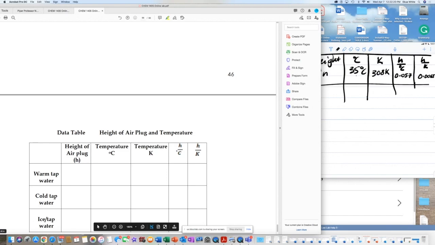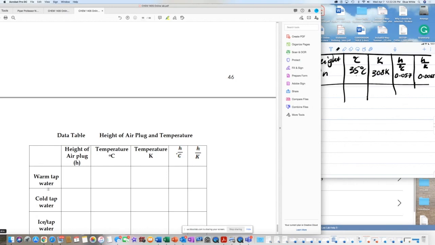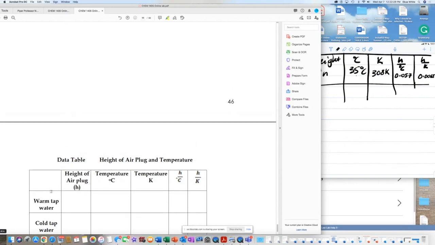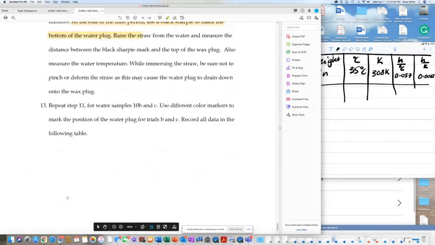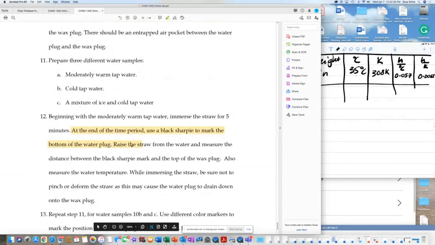You don't want to make a new straw because if you make a new straw, you bring in an added variable. We don't want the variable. We want to see the same gas, how that same gas behaves in an environment that's warm, cold, and ice cold. Okay? So the same straw. So you're done here, right?